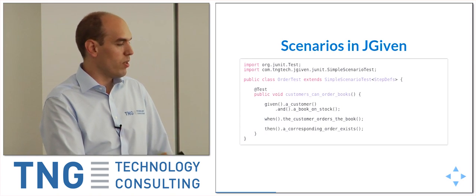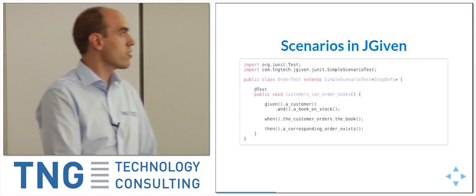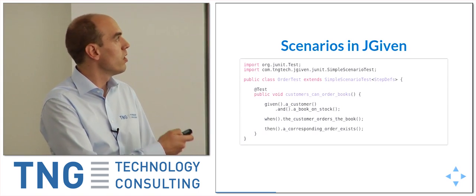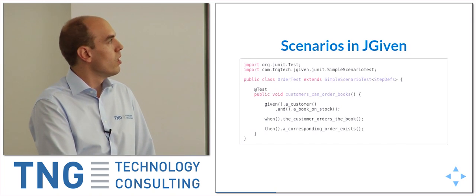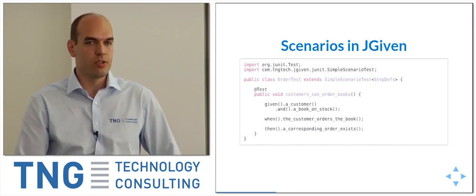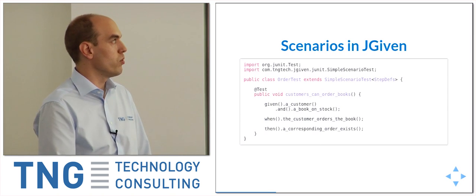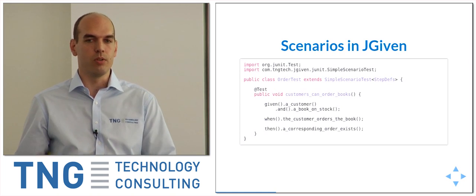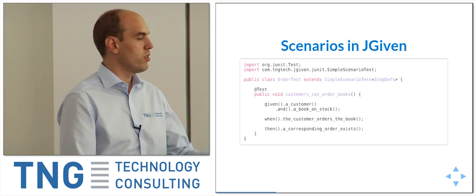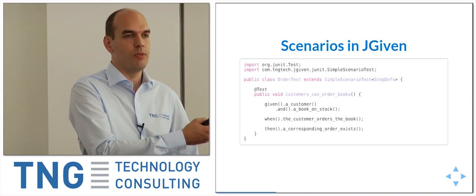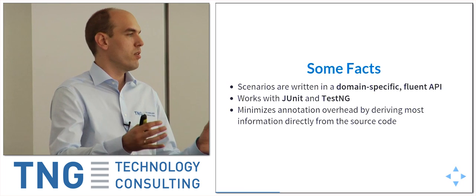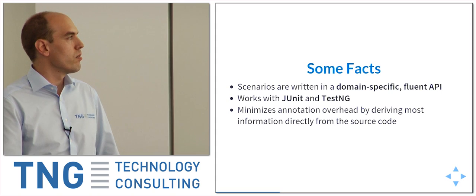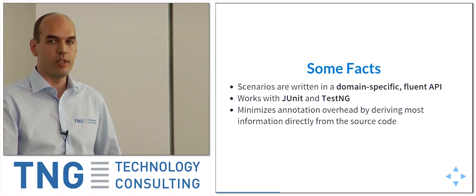OK, so that's it. Some facts about JGiven. You write your scenarios in a domain-specific Fluent API. It works with JUnit and TestNG. And also it tries to minimize the annotation overhead, which you have to do. So you really can just write your source code, and JGiven tries to derive everything from your code. So you don't have to add additional annotations. Something which you had in Cucumber, you had the step definition as a method, and then in addition you had to write this matching text, for example. And yeah, this also minimizes the maintenance overhead of this.